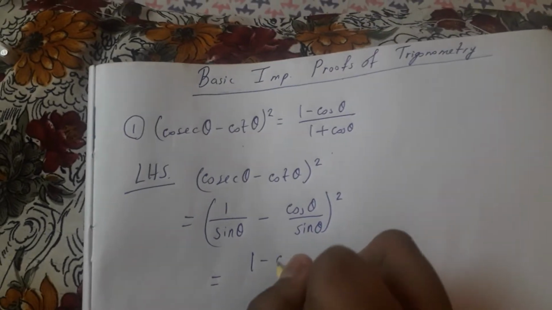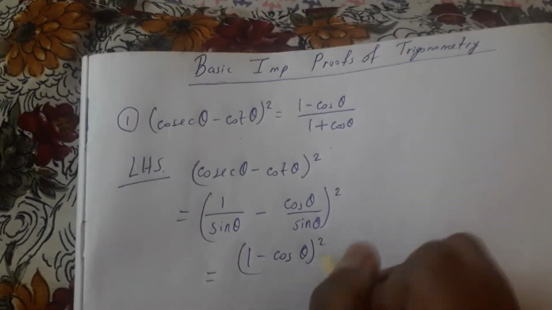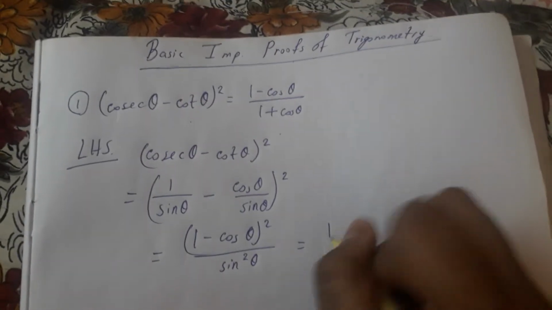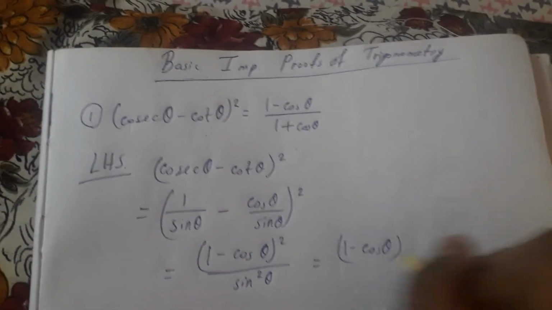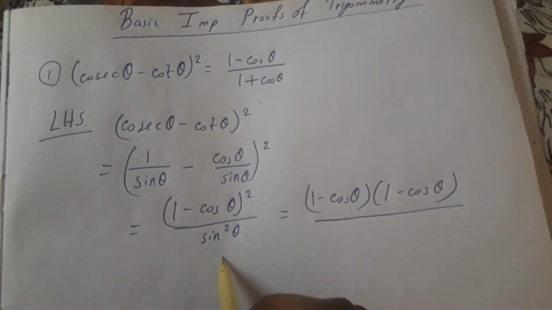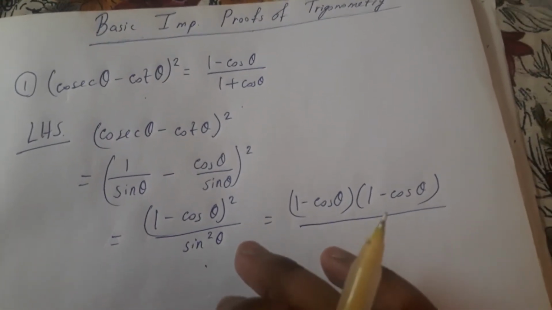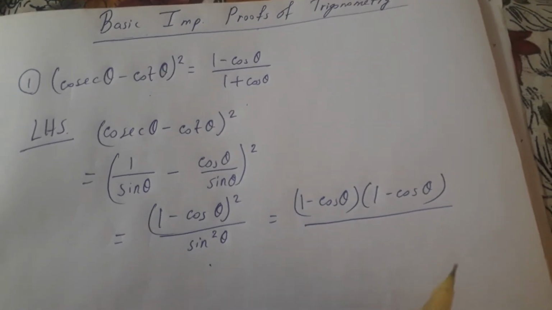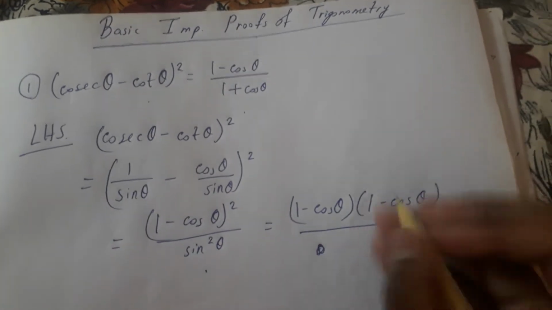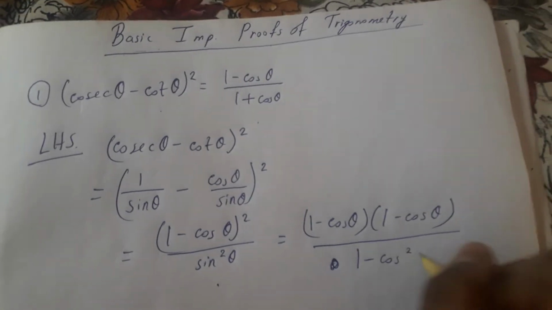Now see, (1 minus cos theta) whole square divided by sin square theta, which is equal to (1 minus cos theta) into (1 minus cos theta) divided by sin square theta. We know sin square theta plus cos square theta is equal to 1, so sin square theta is equal to 1 minus cos square theta.